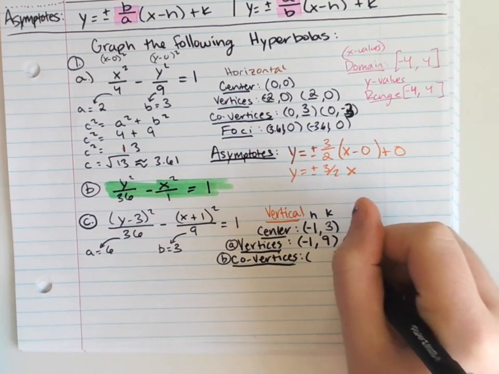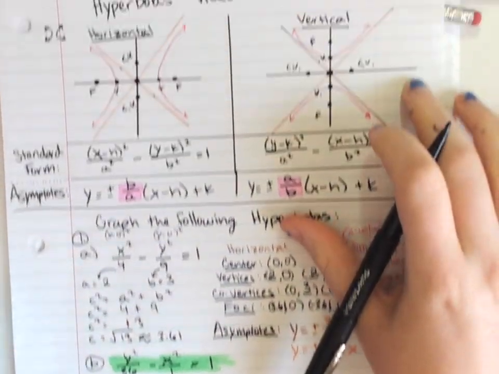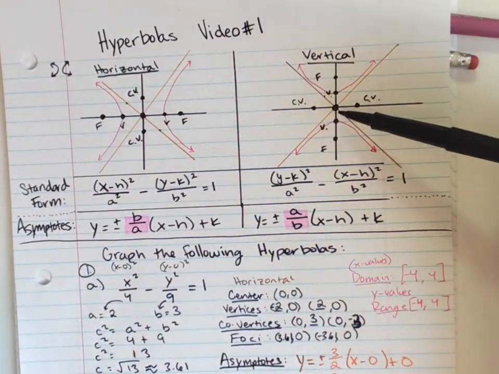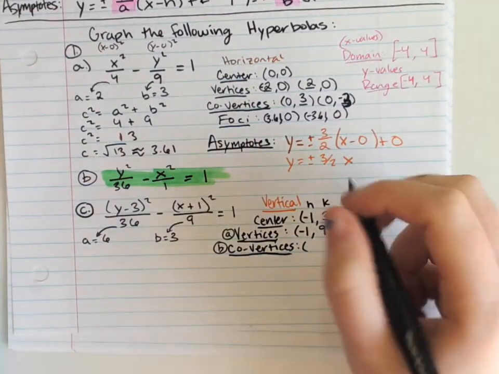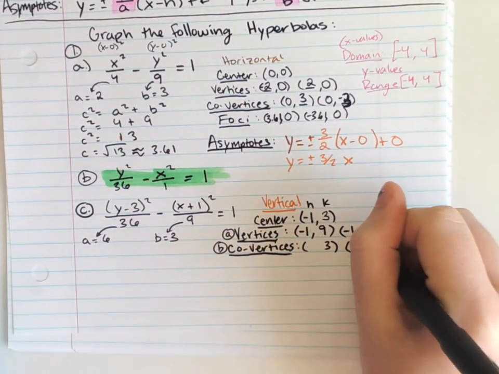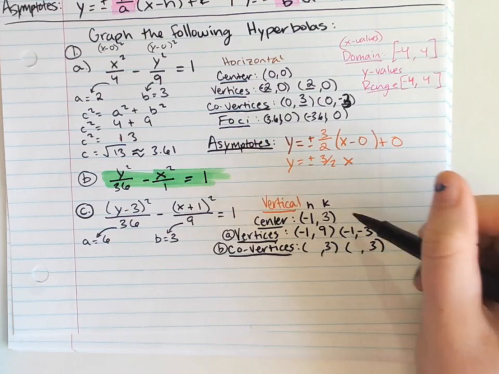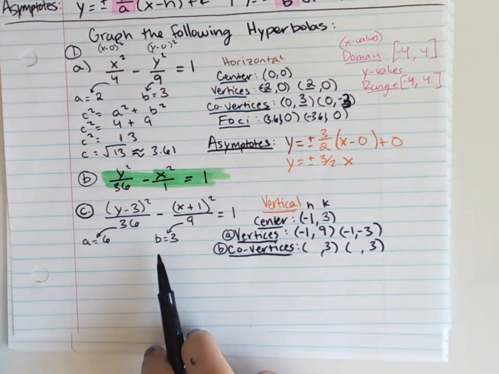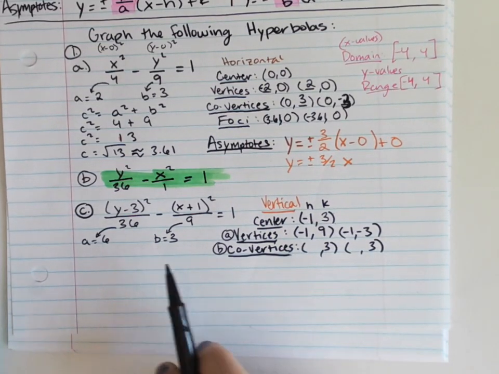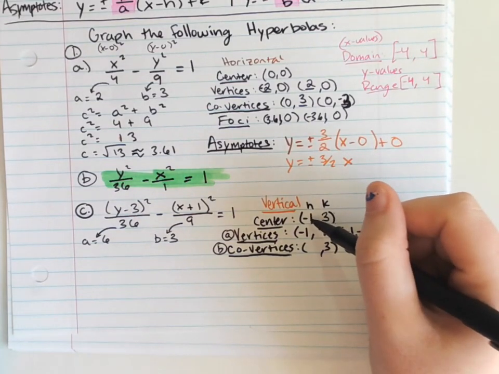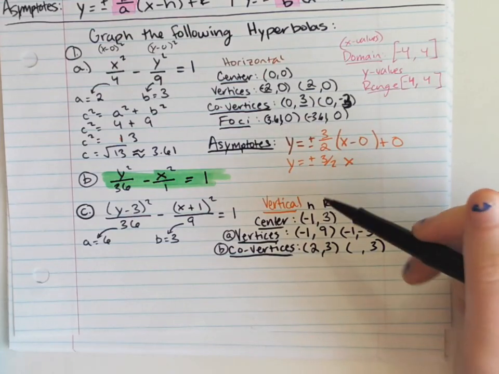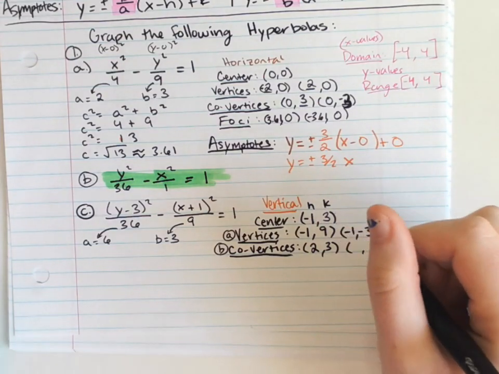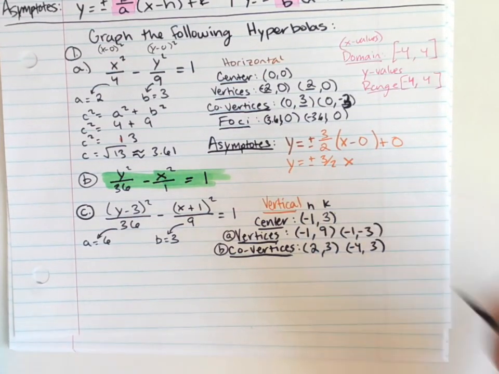With the covertice, you look at our picture again, it is changing an x value from the center, but it's not changing in y. So we're going to keep our y value from the center. That 3 is not going to change, but we're going to adjust 3 units vertically. So we'll do up -1 plus 3, which would be 2. And then we'll go down -1 take away 3, which is -4.